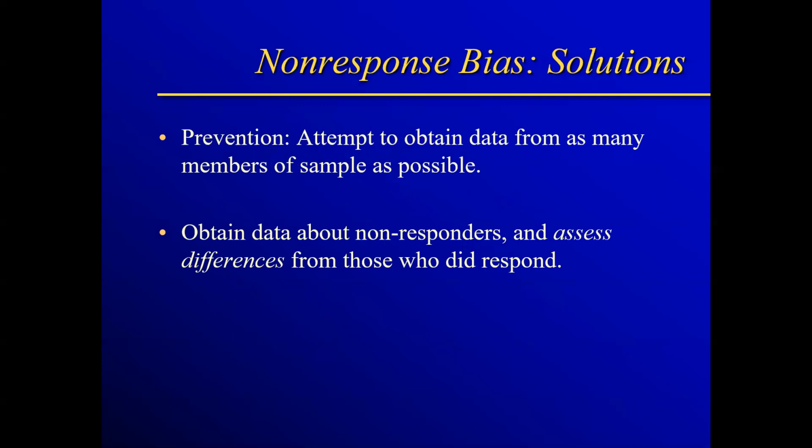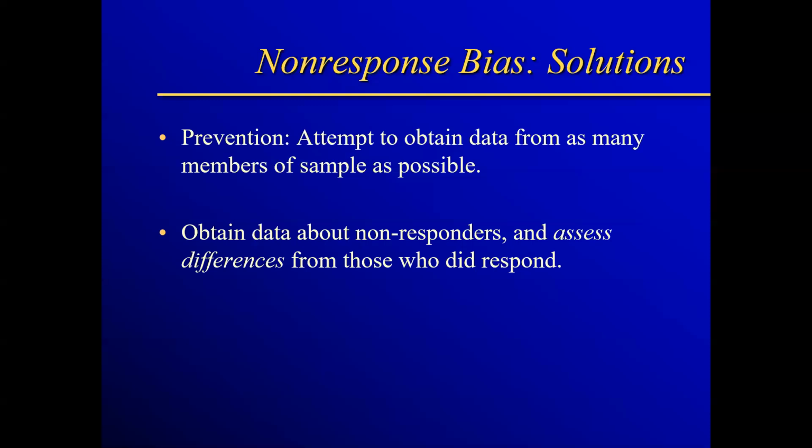So there's some solutions to this. You can prevent it by just trying to get as much data as possible, right? Even if you only need 100 participants, get 300 if you can. This comes with problems, obviously, right? Maybe more costly, take more time, but it is a way of getting around this non-response bias, excuse me.